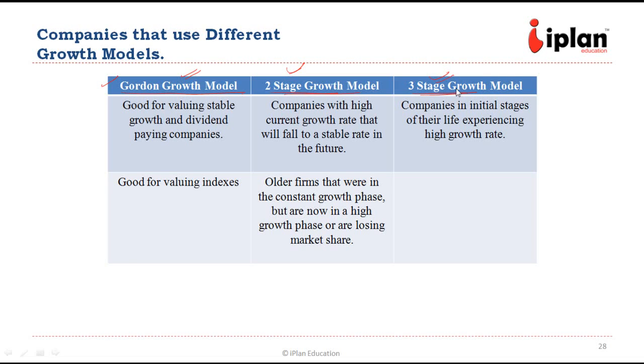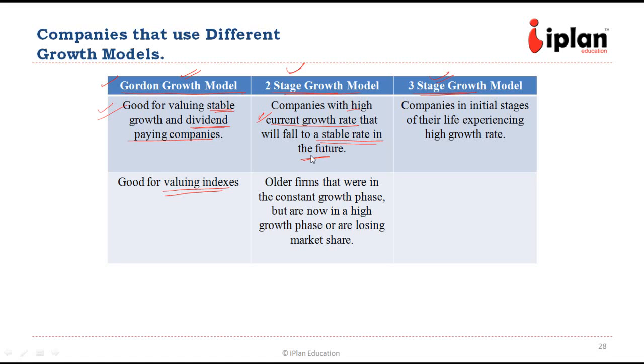So if the company is stable and dividend is being paid regularly, for those kind of companies, Gordon growth model is useful. This is also useful for valuing indexes. Two-stage model is useful for the companies where the current growth rate is very high, which is not sustainable, and it will fall to a stable rate in the future. Current rate is very high, but after a few years, it will stabilize to a lower value.